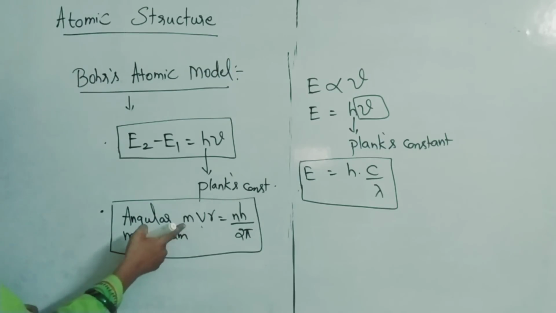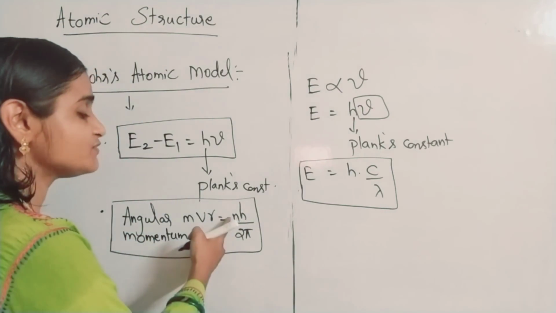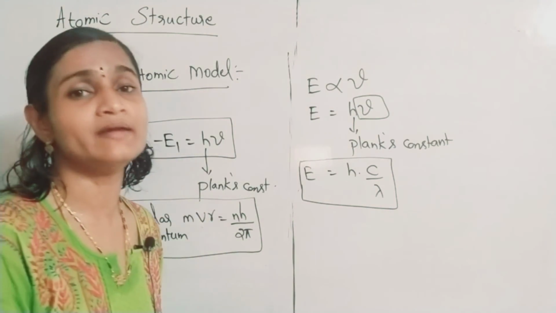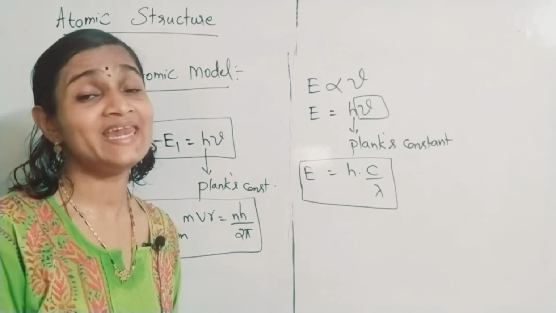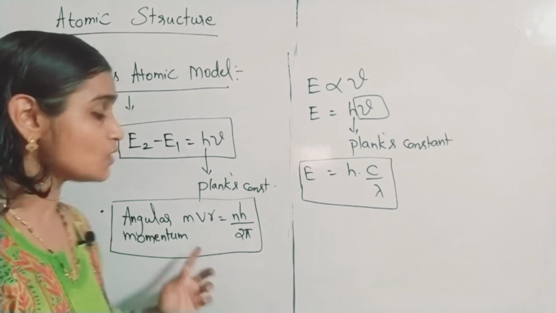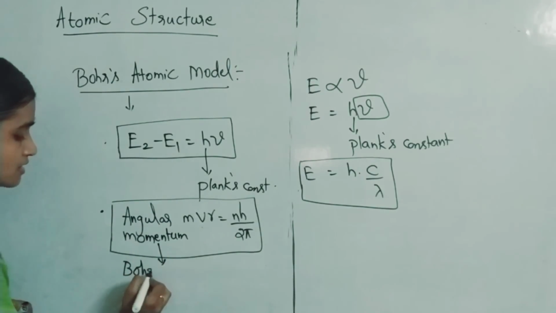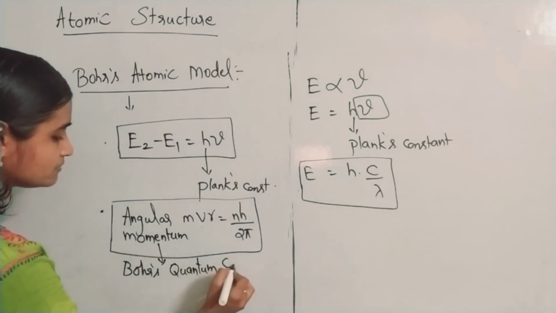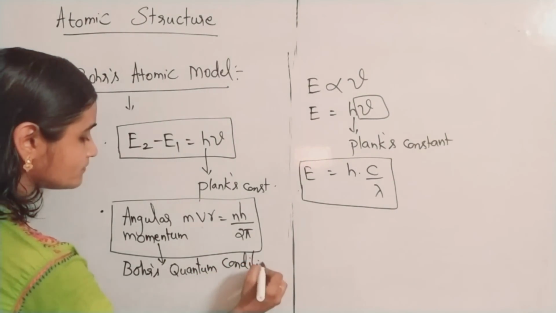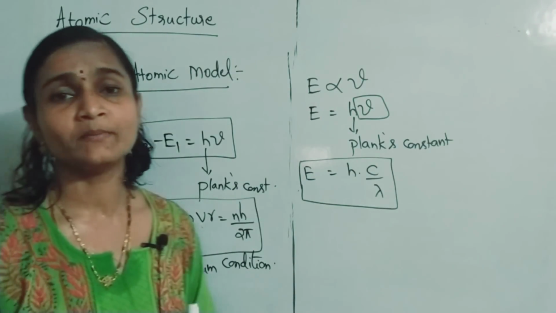Here m stands for mass of the electron, v stands for velocity, r is for radius, h is for Planck's constant, and n is the orbit number. So angular momentum mvr is equal to nh by 2 pi. This is called Bohr's quantum condition. These are the different postulates of Bohr's atomic model.